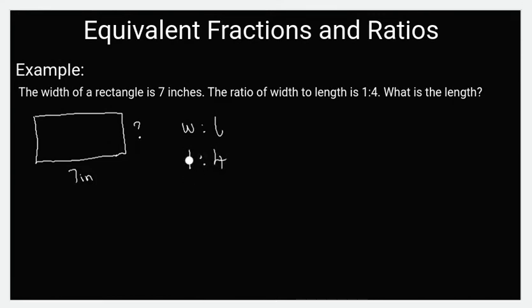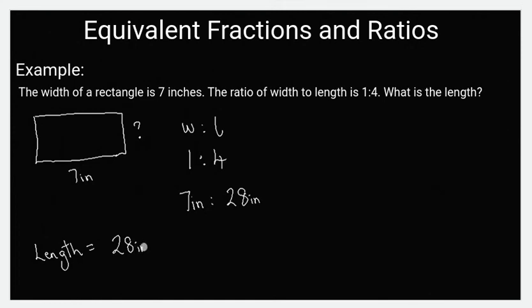Okay, so for every 1 unit of the width, we have 4 units of length. And what's our width right here? We have 7 inches. So if the width is 7 inches, then the length will be 4 times whatever the width is. And that will be 7 times 4, and that will be 28 inches. So we can safely say that the length of the rectangle is equal to 28 inches.